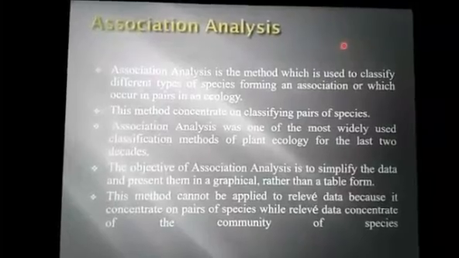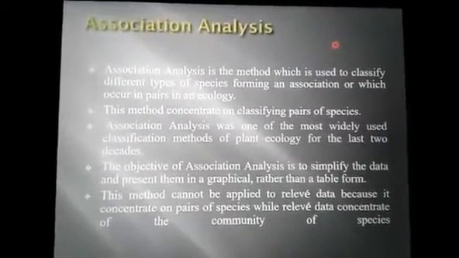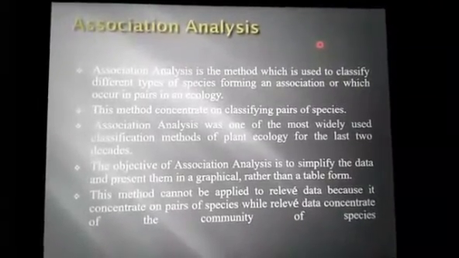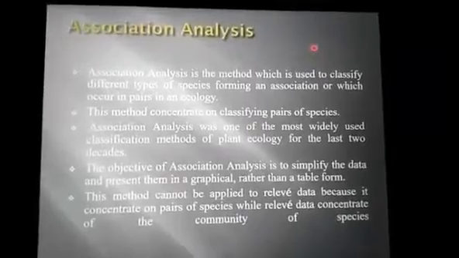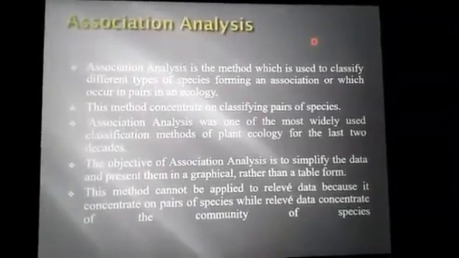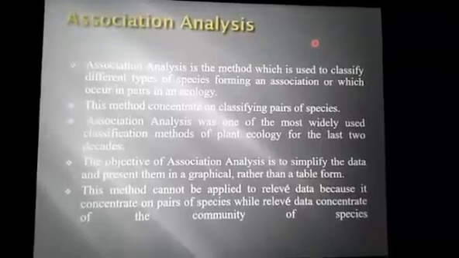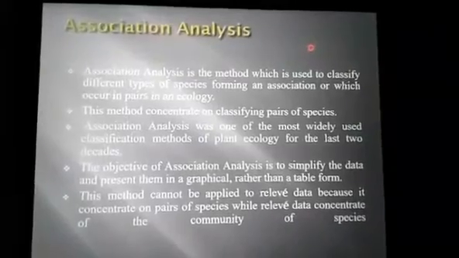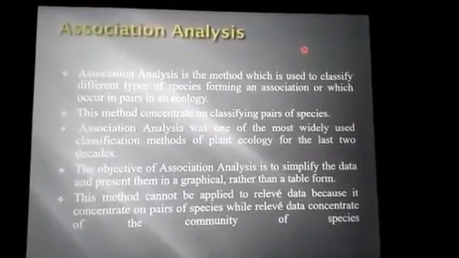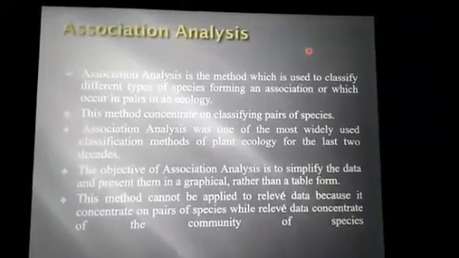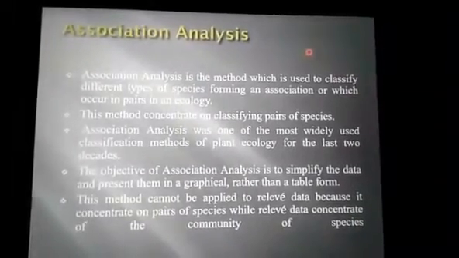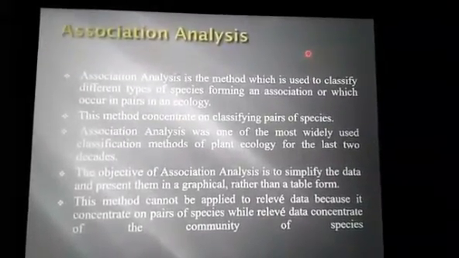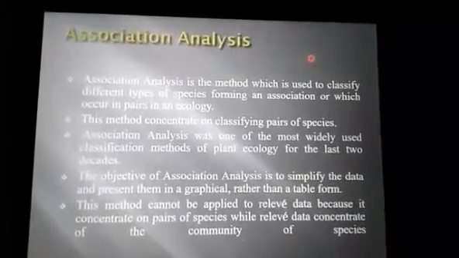So the association analysis is just a method which is used to classify different types of species which are seen to be forming an association or which occur in pairs in ecology. So this method concentrates on classifying pairs of species. It is one of the most widely used classification methods of plant ecology for the last decades.